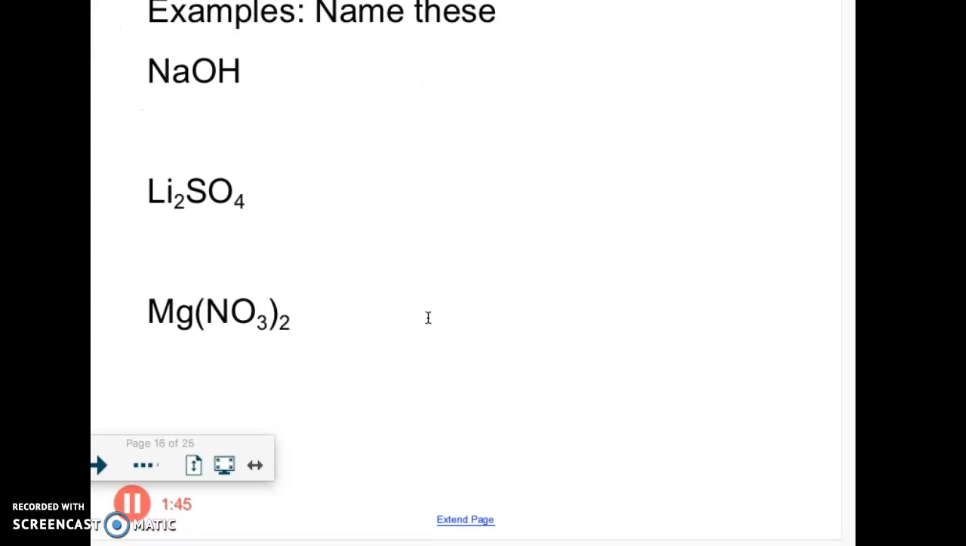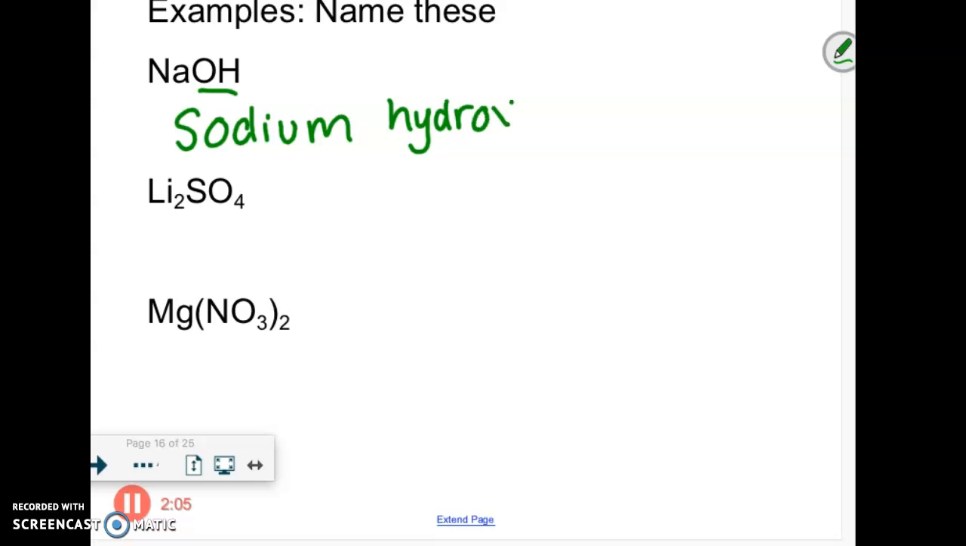Perfect. So now how you're going to use these: we're going to try and name these. And remember, their names do not change. So how I'm going to name this: Na is just sodium. And OH, remember, if I look in the back of my periodic table where I just put my list, is hydroxide. Now look, there's no numbers, there's no middle name, it's just two words again.